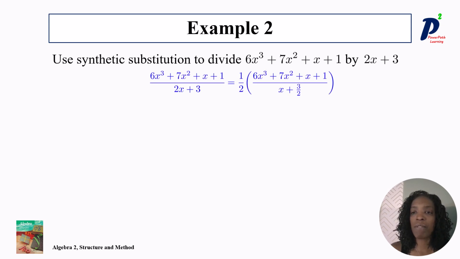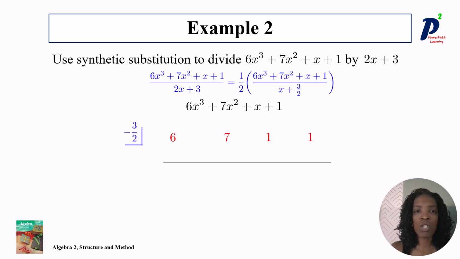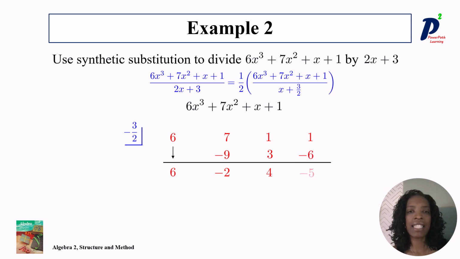Now that my divisor is in the right form, I can put it in the box. Here we go. Got my coefficients. In my box goes -3/2, and then everything is the same as usual. I bring down my 6, multiply by my c, add down. Multiply, add down. Multiply, add down.